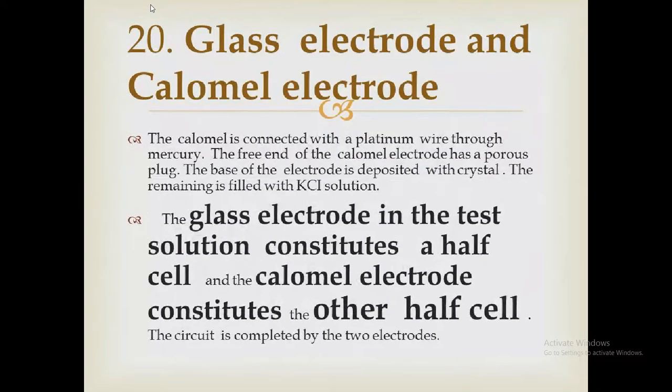The calomel electrode is connected with a platinum wire through mercury. The free end of the calomel electrode has a porous plug. The base of the electrode is deposited with the crystal. The remaining part is filled with KCl solution. The glass electrode in the test solution constitutes one half cell, and the calomel electrode constitutes the other half cell. These two half cells make one full cell, and hence the circuit is completed by the two electrodes, and ultimately the hydrogen ion concentration can be measured with the help of this system, the glass electrode and the calomel electrode.